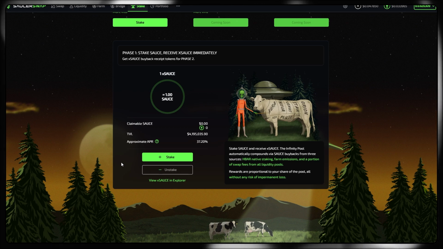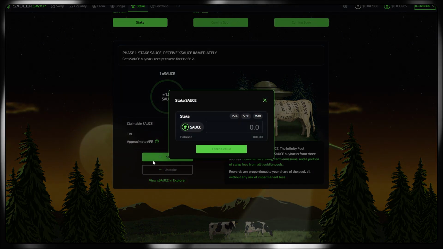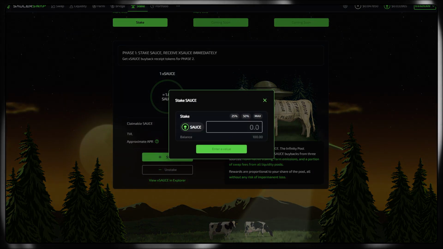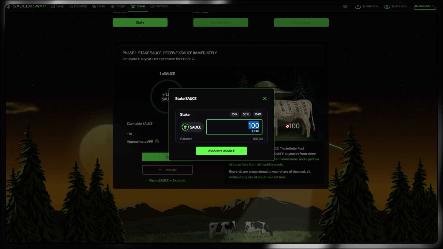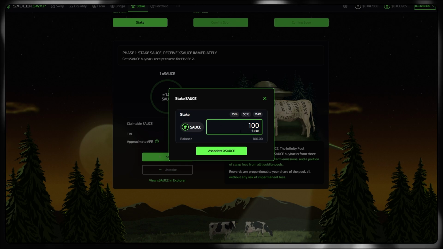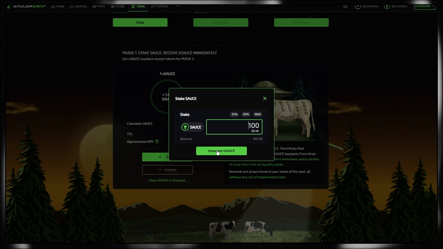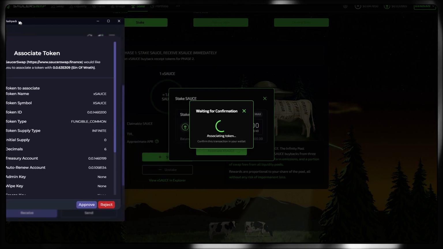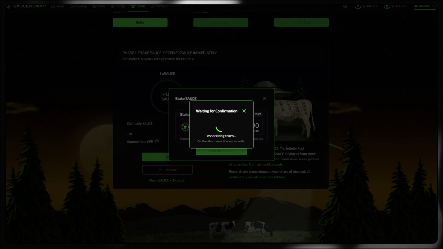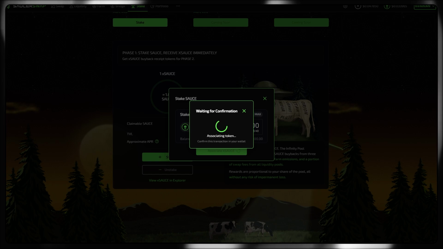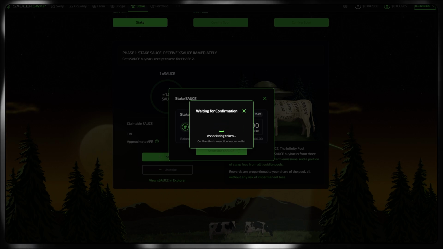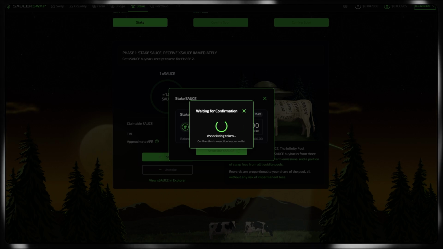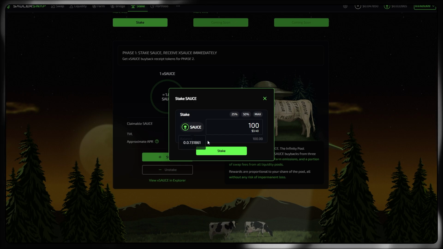Now, what you're going to do first and foremost is click the stake button, and we're going to enter how much of the source we want to stake. So in this particular wallet, I've got 100 source tokens, which is worth roughly $3.50. The first thing it's going to ask me to do is associate the X source token. So I'm going to click that, and it's going to pop up inside my wallet, and I'm just going to tap on approve in order to associate that particular X source token, which we'll be receiving as a receipt for depositing this source into the particular contract.